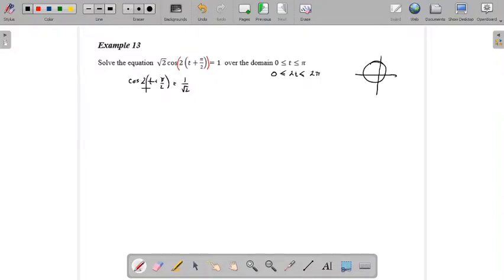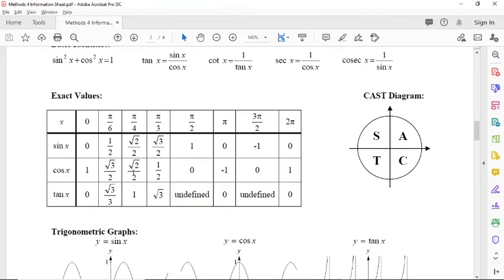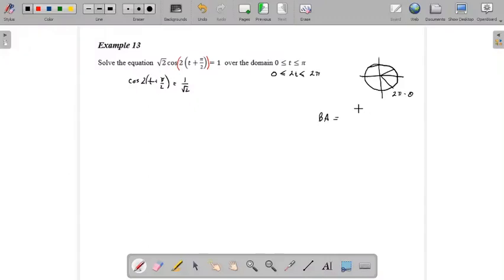Notice cos of our unknown angle here is equal to positive 1 over root 2. Cos is positive in the first and fourth quadrants. So we're going to have our first quadrant solution, the basic angle, but we're also going to have our solution in the fourth quadrant, which would be found by going 2 pi minus our basic angle theta. Our basic angle is found from the information sheet: 1 over root 2 is the same as root 2 over 2, which is pi on 4. So our basic angle is pi on 4.